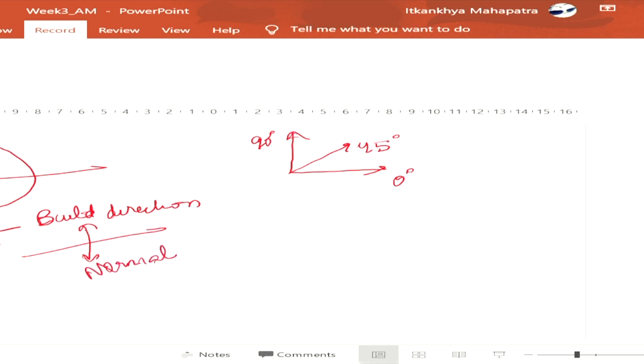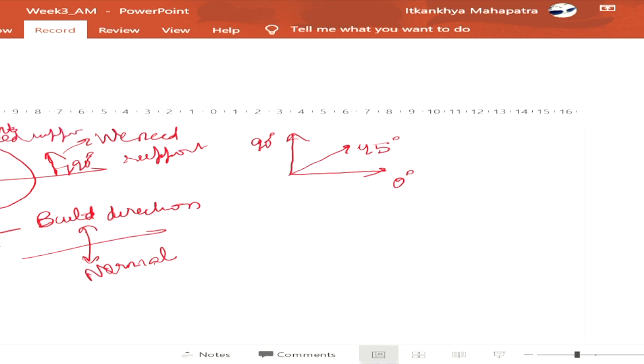Okay, now here it is at 90 degree. We need support. Same again here, we don't need support. Here we need support. Now at this 0 degree we don't need support. When it is more than 45 degree, like here in the condition, we need support. So in here when it is 90 degree, we need support.